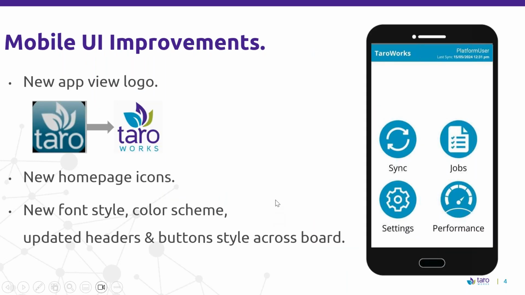Starting with the mobile user interface improvement. Our mobile application has a new face, and we have the new TaroWorks view logo, as we shall see later in the application. We have new homepage icons, especially the jobs and settings icon, as you can see from the screenshot here, and they're now more relatable. We also have updated the font styles, the color scheme, headers and button styles, making our app more intuitive. So we shall see that when we start with the demos.